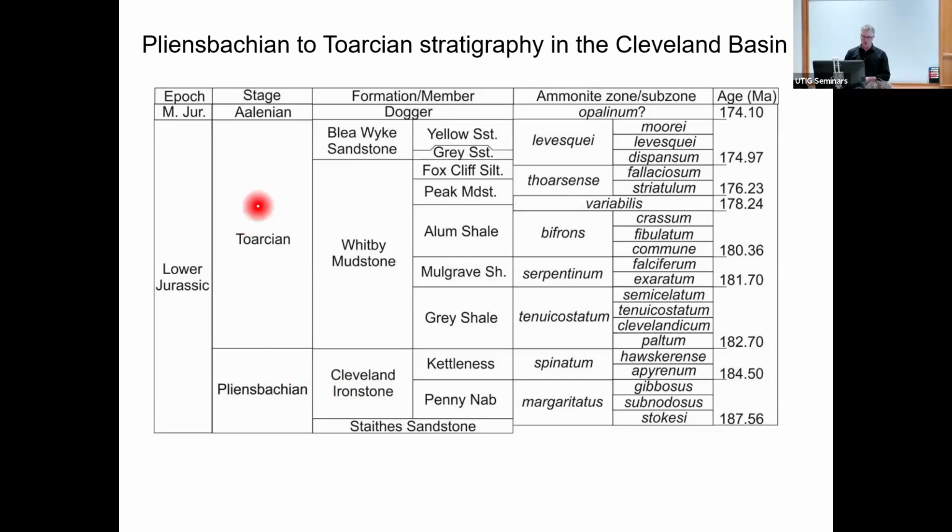So this is the stratigraphy. Here we have the Pliensbachian, this is the Toarcian, and the stratigraphy starts off with a sandstone, the Cleveland Ironstone Formation of the late Pliensbachian. The majority of the Toarcian is the Whitby Mudstone Formation, and then it goes up to a sandstone at the top of the Toarcian. And here is the biostratigraphy, those biozones I was talking about earlier on. So Margaritatus, Spinatum in the Pliensbachian, Tenuicostatum, Serpentinum, Bifrons, and up in the Toarcian.